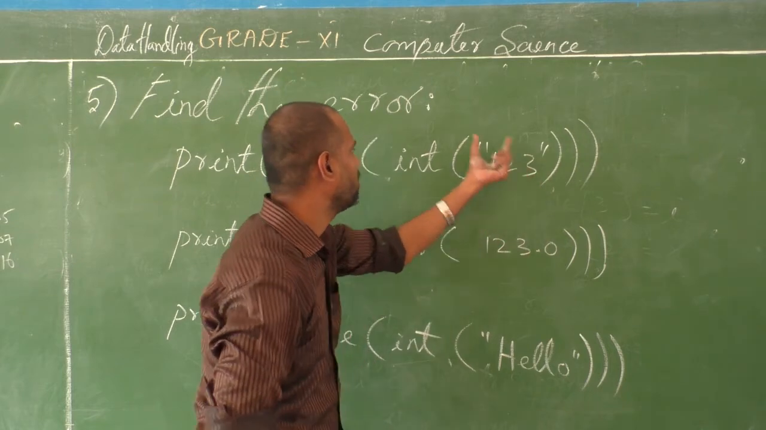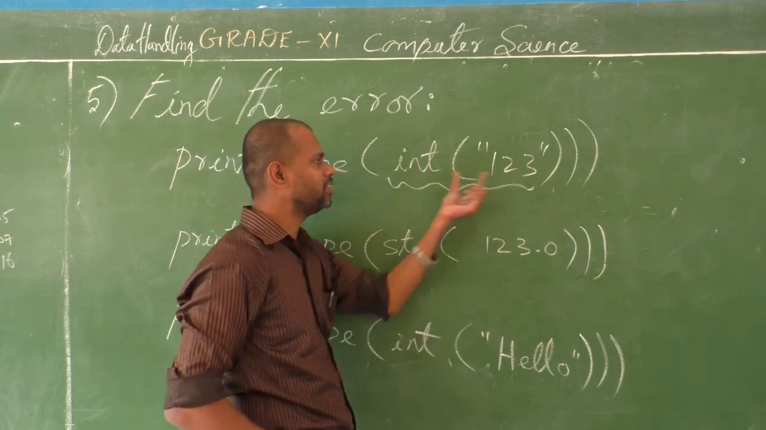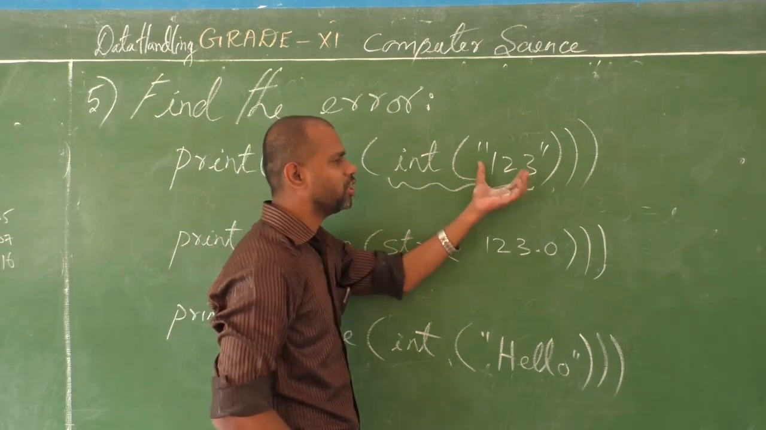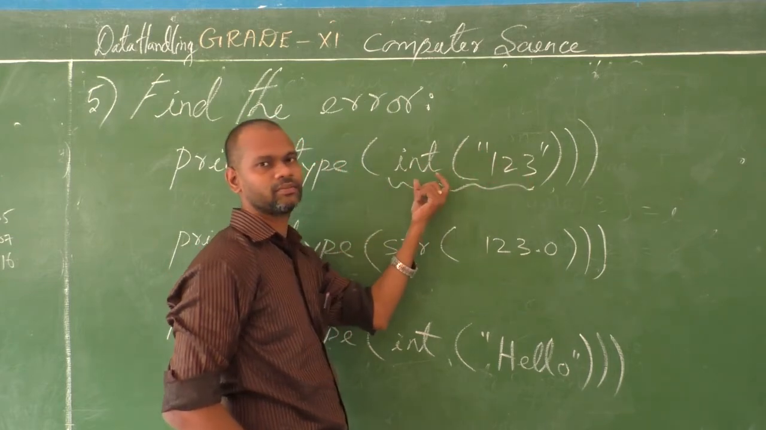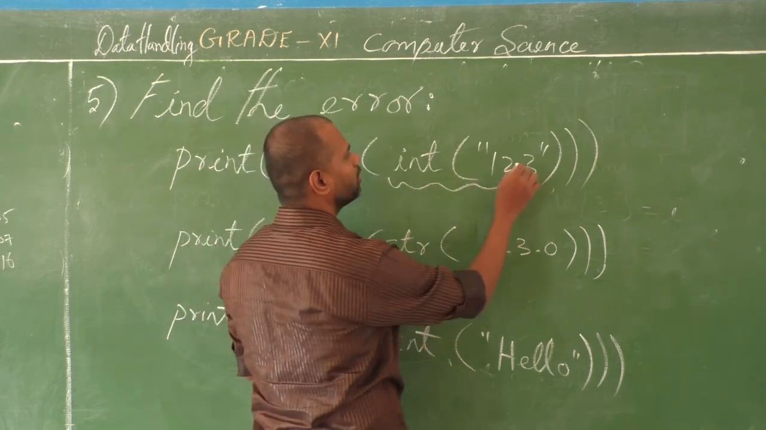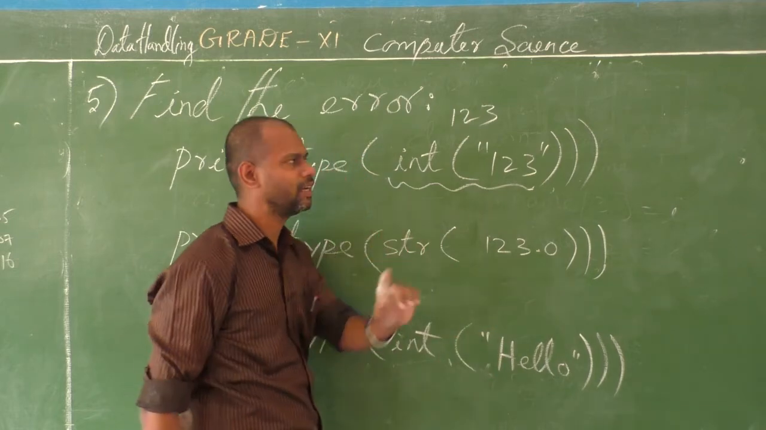And now, because of this int, you have to see this and this together. So this string you have to convert to integer. Now this double-quoted 1, 2, 3 will become simply 1, 2, 3. It is an integer number.